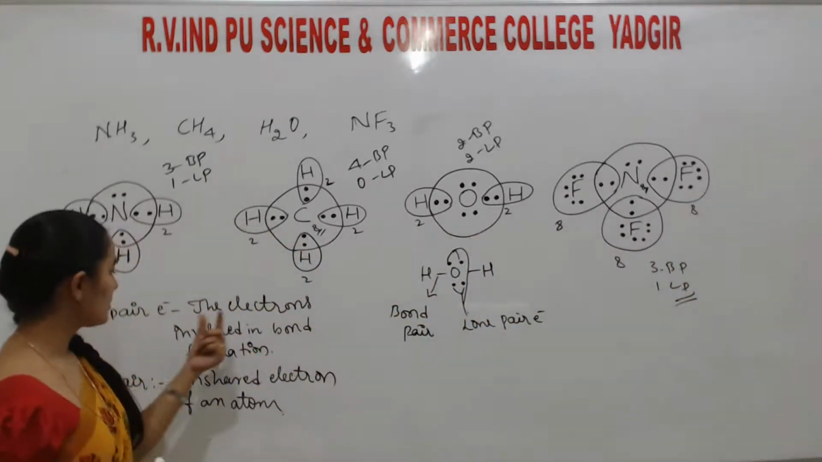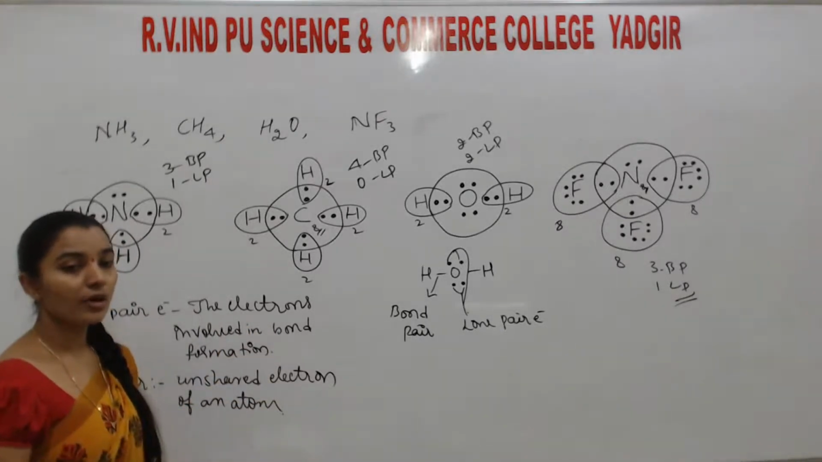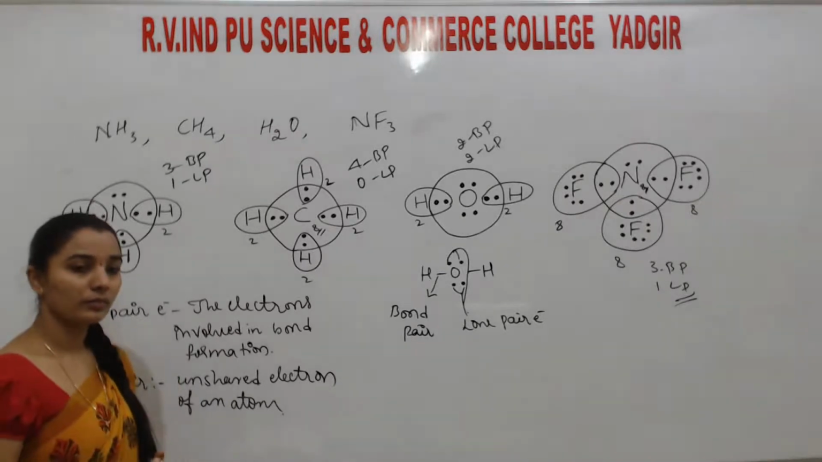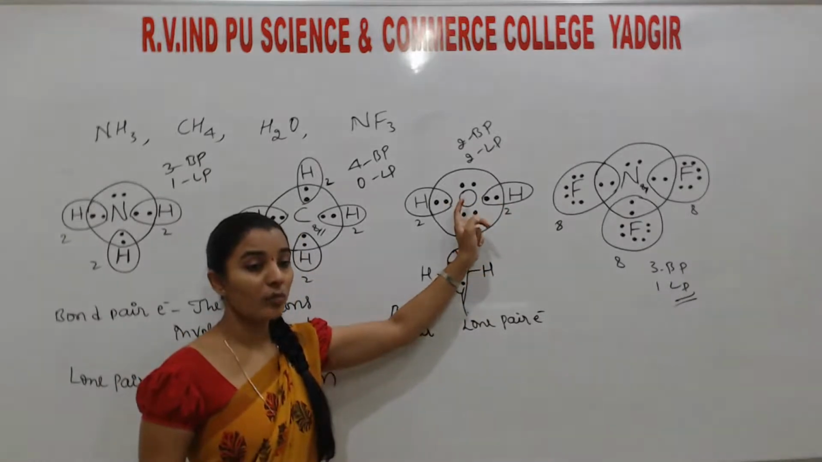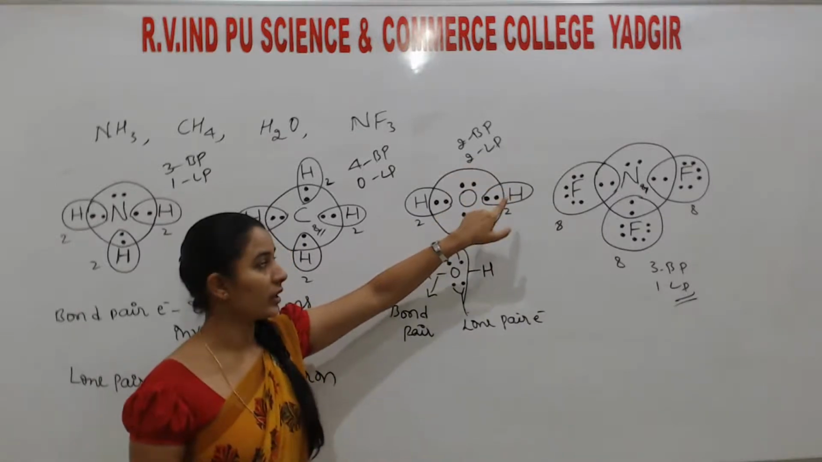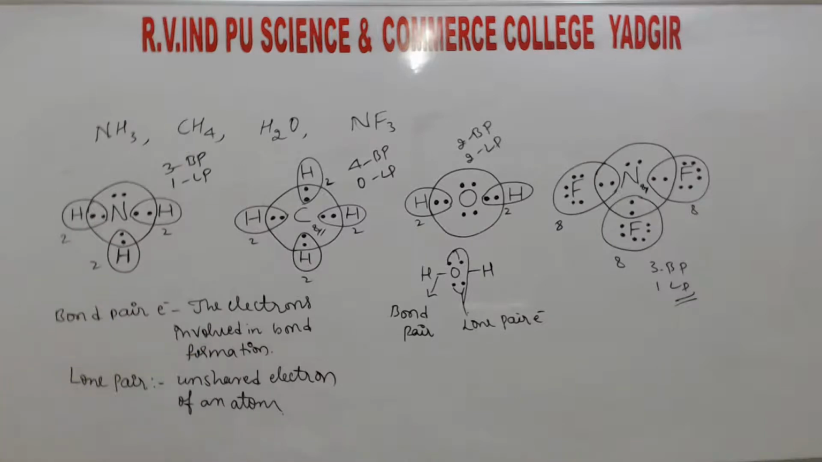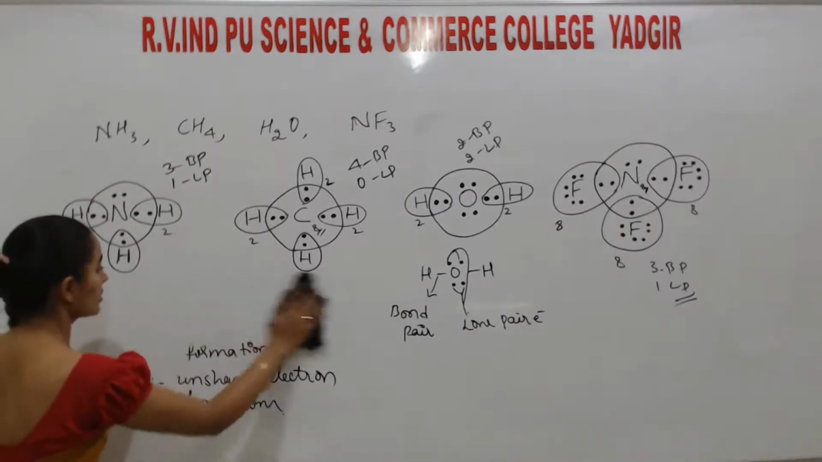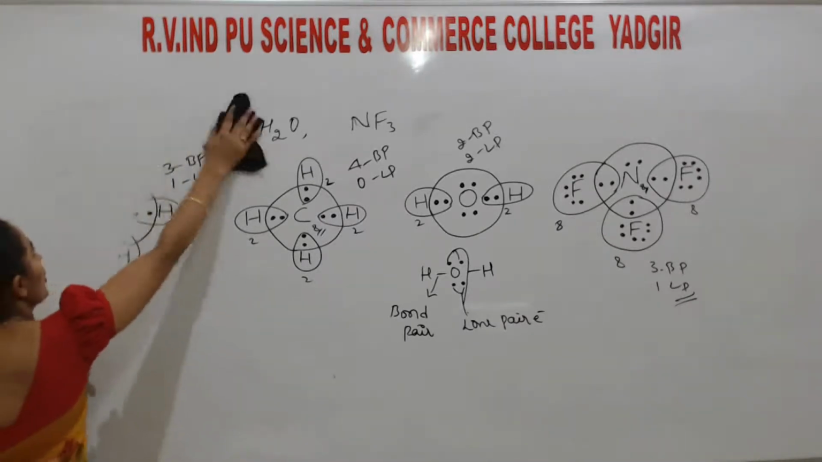Okay, so total bond pairs means the electrons involved in bond formation. Total lone pairs means the unshared electrons present in an atom. Here, these are unshared. Of course, they are present with oxygen, but they are not bonded or shared with any other atom. They are associated with oxygen only. So, 2 lone pairs. So, this is all about the structures of some compounds based on this Lewis concept.